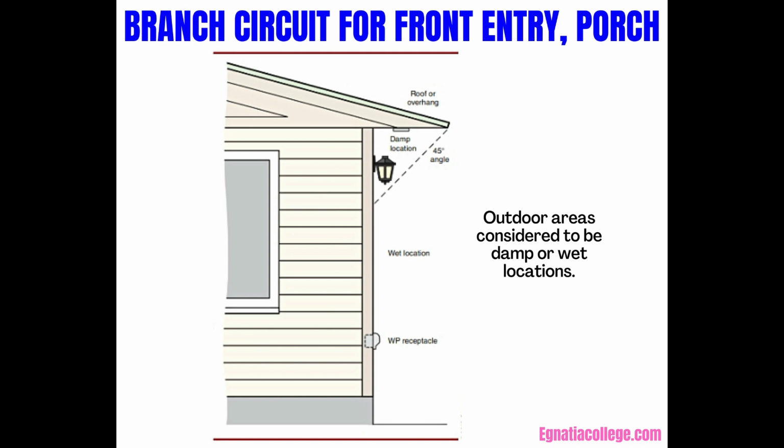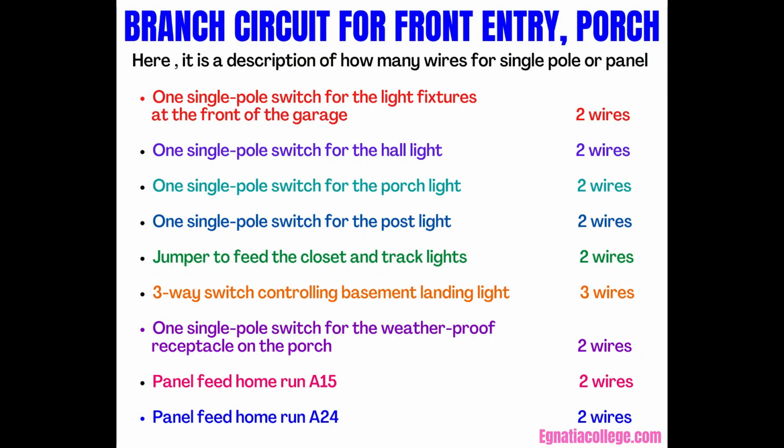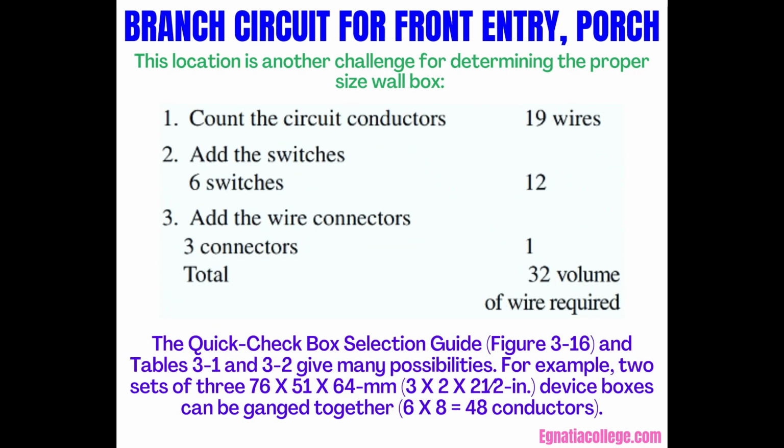Probably the most difficult part of the A15 circuit is planning the connections at the switch location just inside the front door, because there are 6 toggle switches. Here, there is a description of how many wires for single pole or panel. This location is another challenge for determining the proper size wall box. Calculations show 32 volume of wire required.